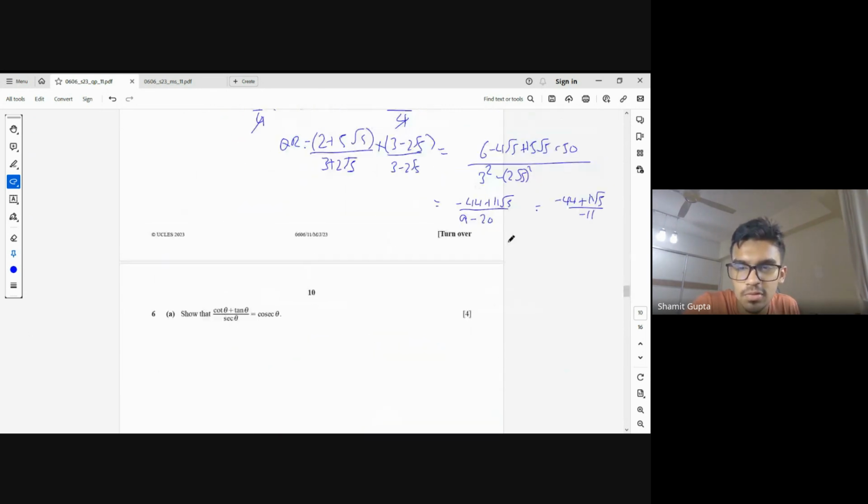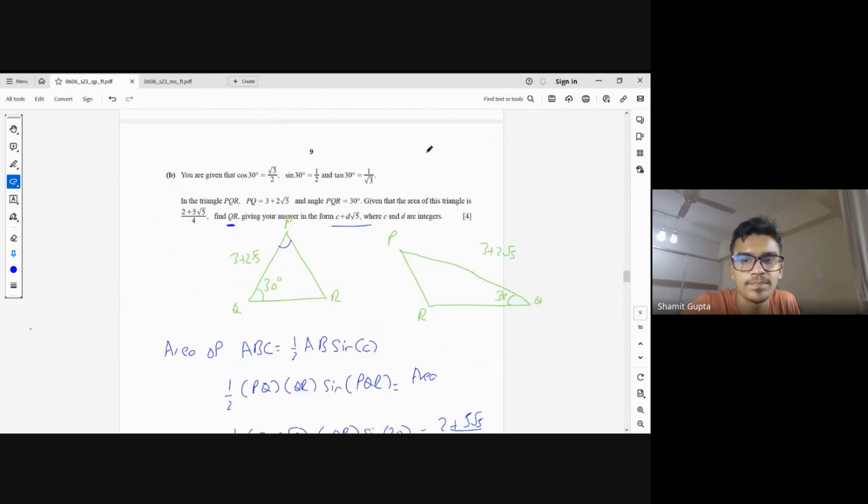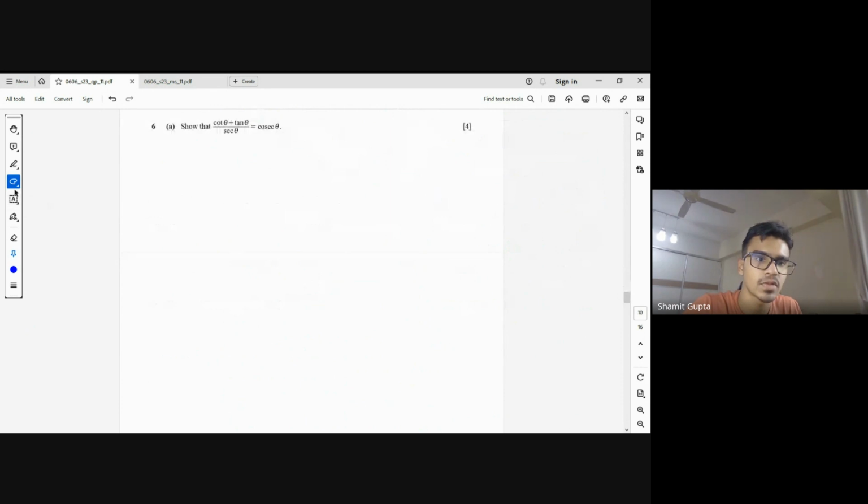This is equal to negative 44 over negative 11 plus 11 root 5 over negative 11, which is equal to 4 minus 1 root 5. So I'm getting 4 minus 1 root 5. So D is negative 1 and C is 4, and both of them are integers. Okay, cool. Wow, this is taking long.